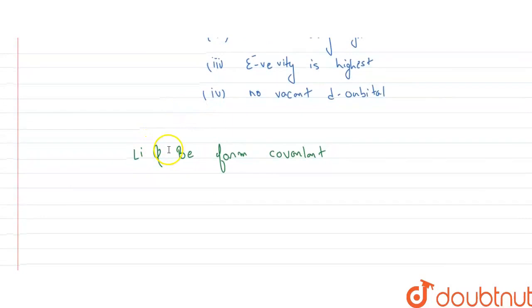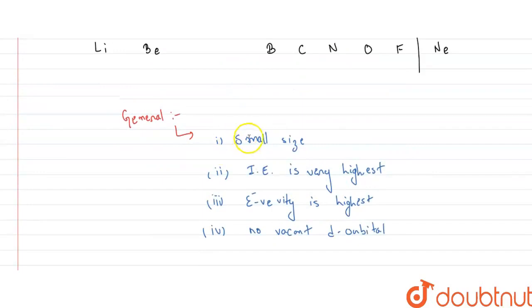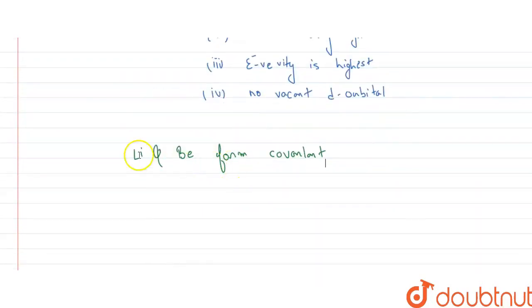And how do we get to know this? Basically we know that Fajan's rule says that smaller cation and larger anion contributes to covalent behavior. So we can see that lithium and beryllium, we just now wrote that first member of the groups are very small, so they are small cations, hence they have covalent nature.